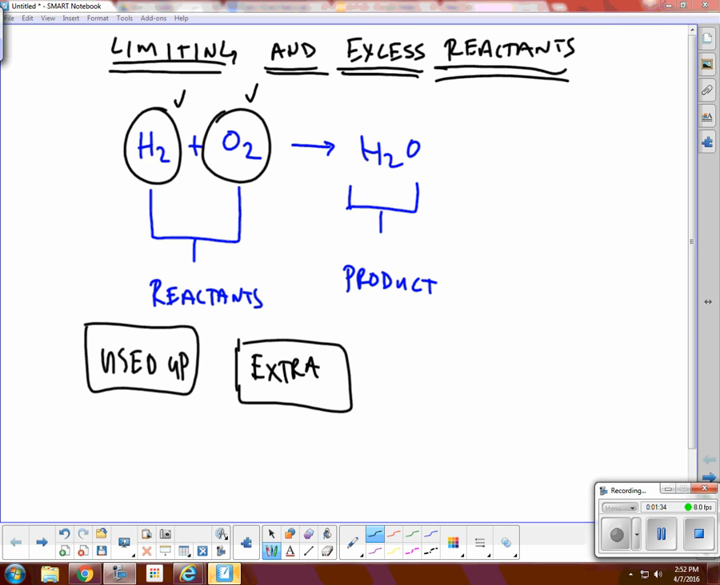So the one that's completely used up is called the limiting reactant. The one that we have extra of is called the excess reactant.